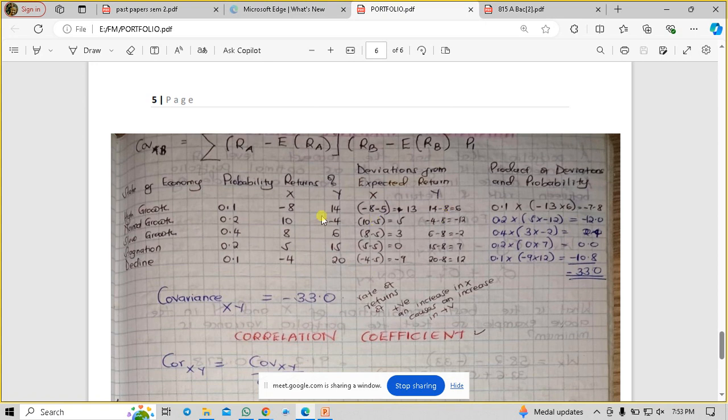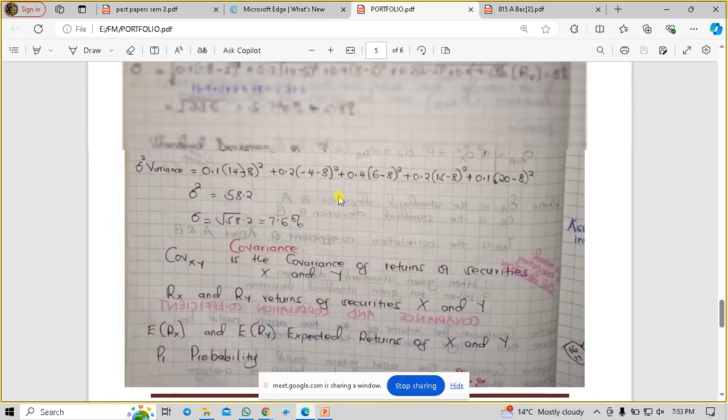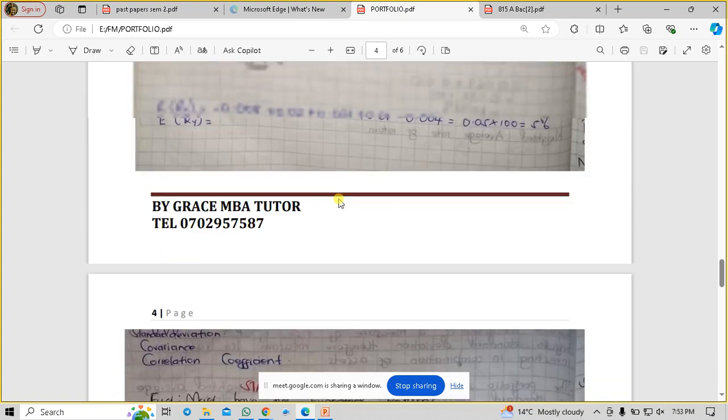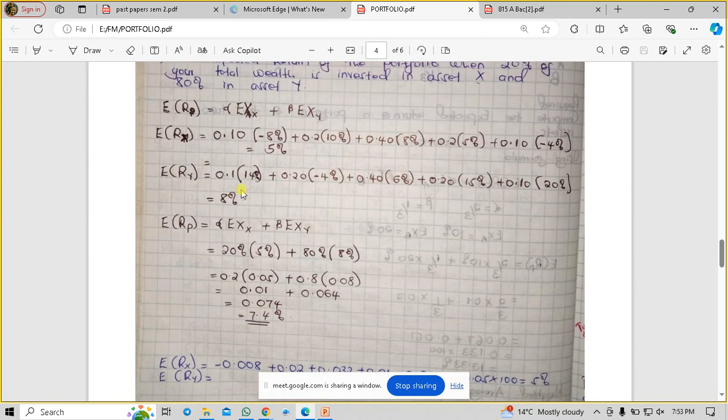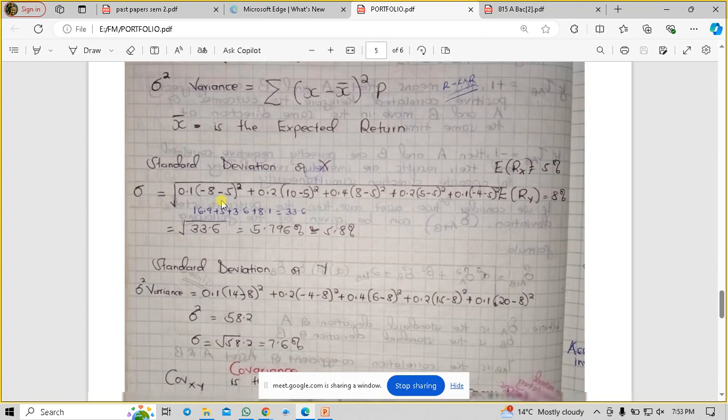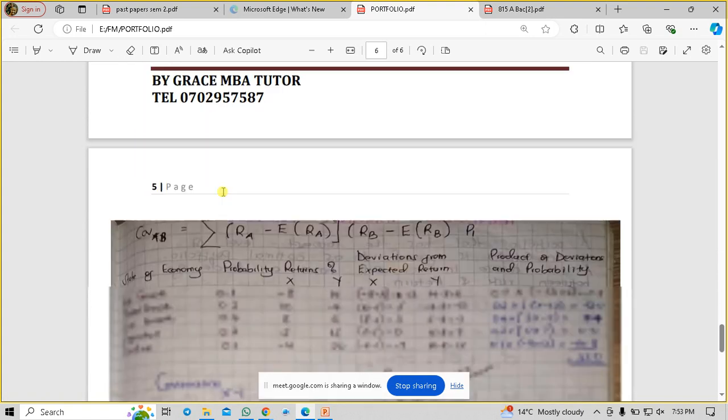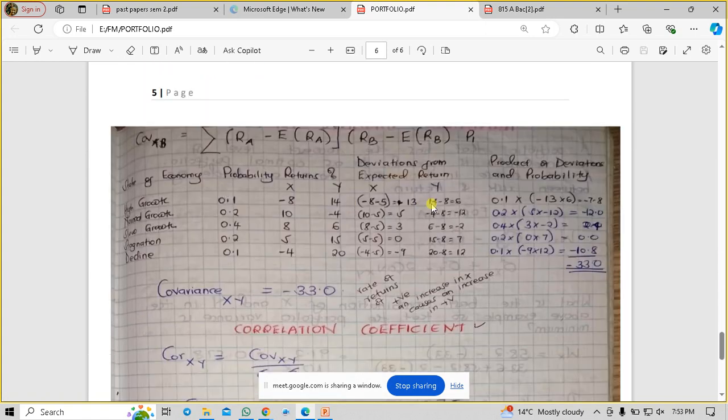Deviation for y, we take the return again minus the expected return for y. So the return in this case for y is 8%, but you're going to use 8. That is the return of the individual security. So what you are going to do, you're going to say 14 minus 8 equals 6.